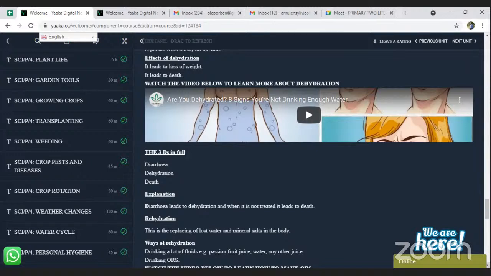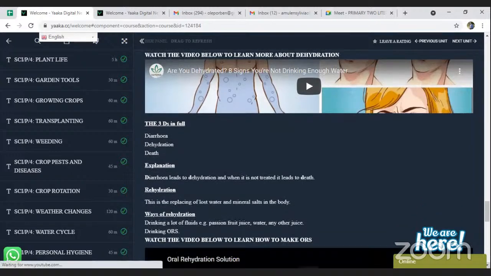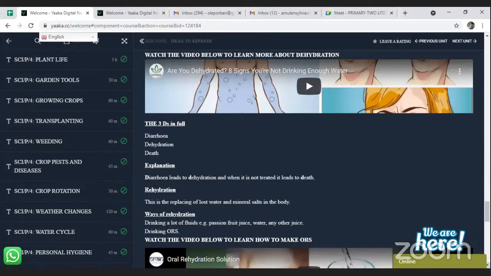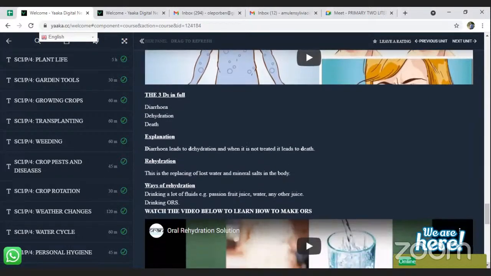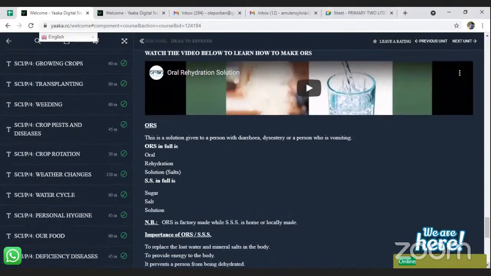Ways of rehydration: drinking a lot of fluids, e.g., passion fruit juice, water, and other juice. Drinking ORS. ORS: this is a solution given to a person with diarrhea, dysentery, or a person who is vomiting.